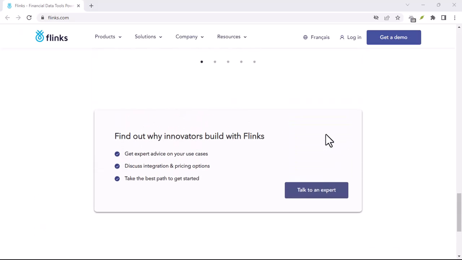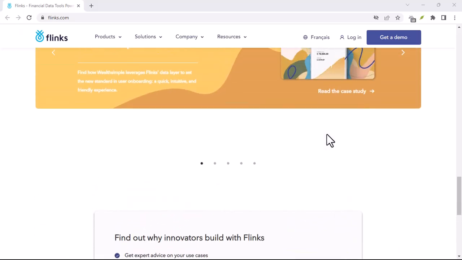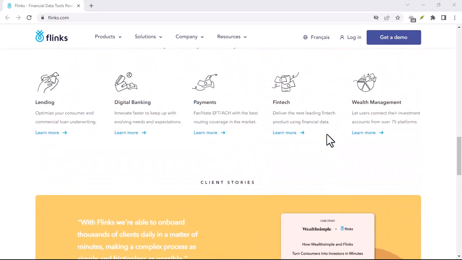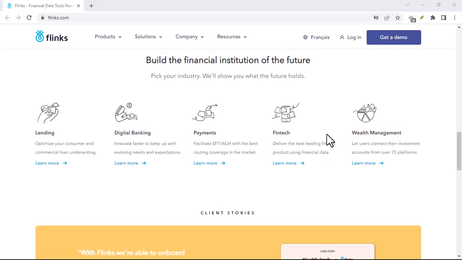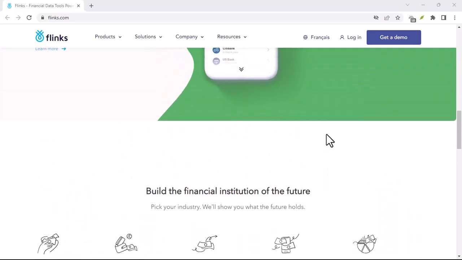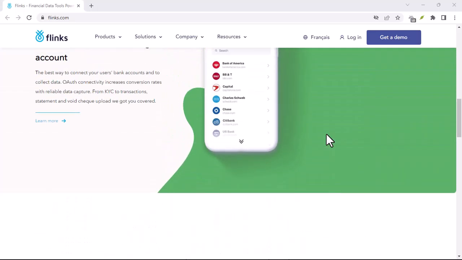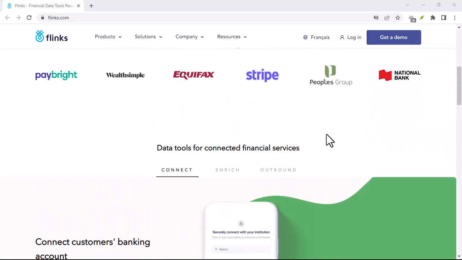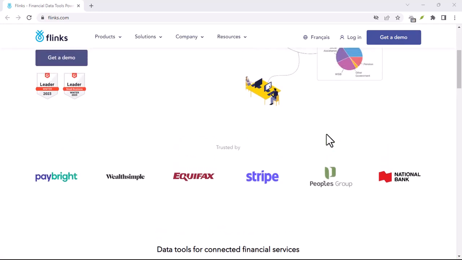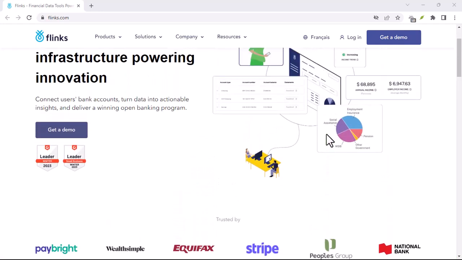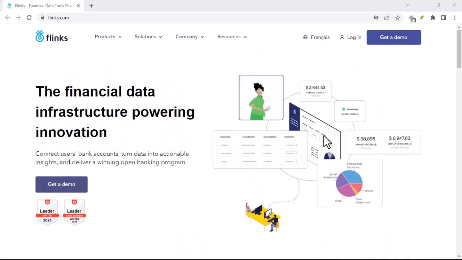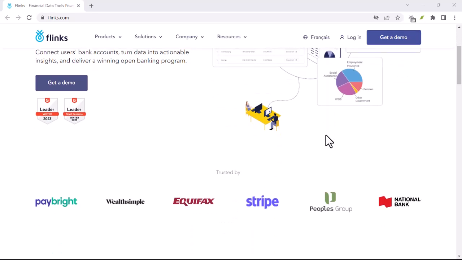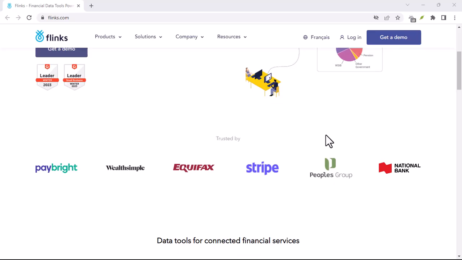Why does Flinks need this data? Now, you might be wondering, why does Flinks need all this information? The answer lies in the services it provides. Personalized financial insights. By analyzing your transaction history, Flinks can identify spending patterns, highlight areas for potential savings, and provide tailored financial advice. Automated budgeting. Flinks can automatically categorize your expenses and create personalized budgets based on your spending habits.